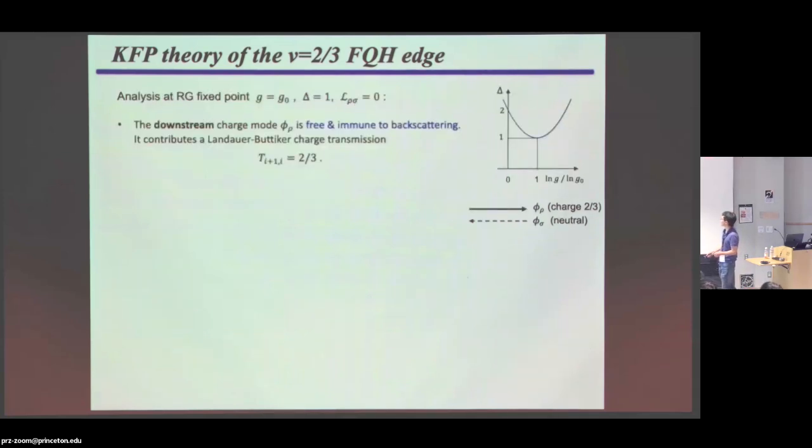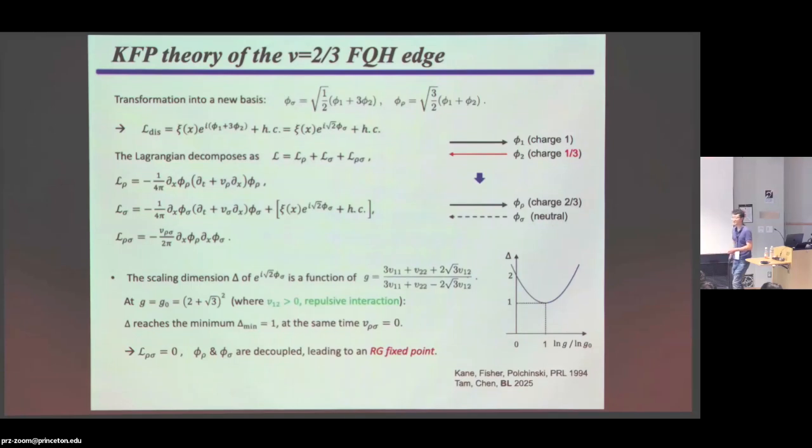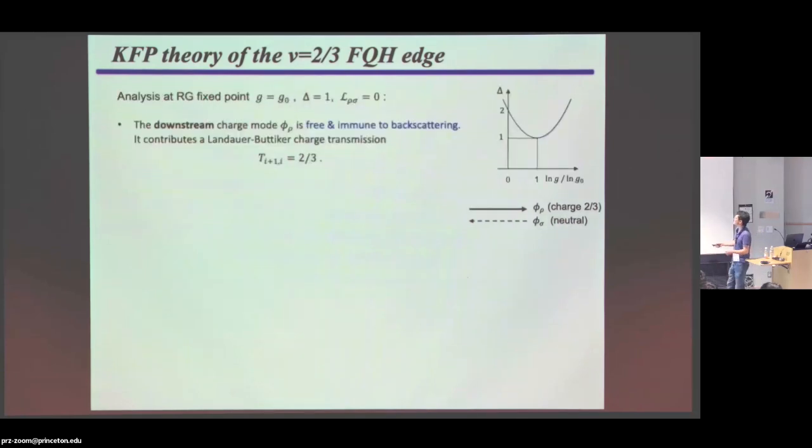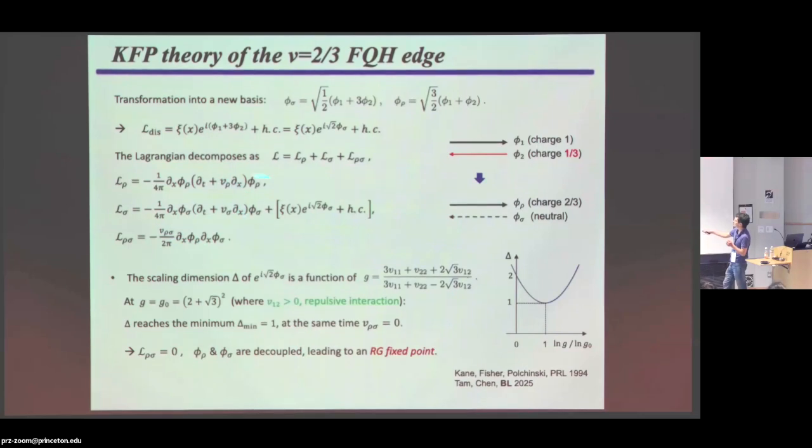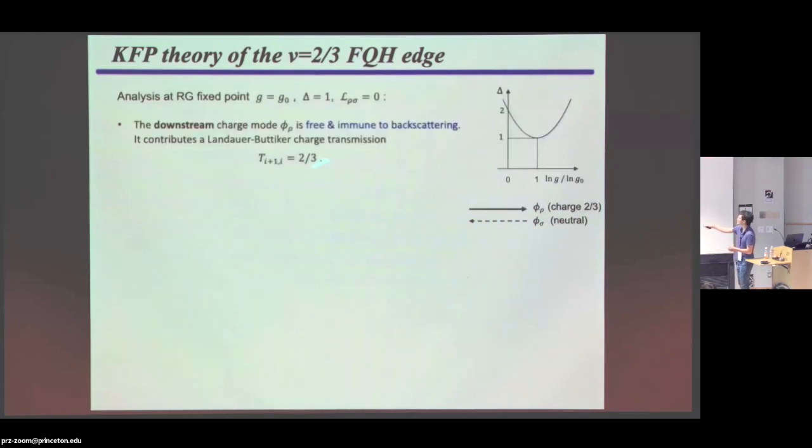What they further showed later is that this is a stable fixed point. But before that, let's look at the properties of this RG fixed point. At this fixed point, because these two modes decouple, there's no scattering between them. So phi rho is a charge mode propagating forward, carrying charge 2/3, so it gives you a transmission of 2/3. While phi sigma is decoupled, and whenever it interacts with the disorder, it does not contribute to charge transfer. So phi rho alone is responsible for transmission, and at this fixed point you would have a two-terminal conductance of 2/3.